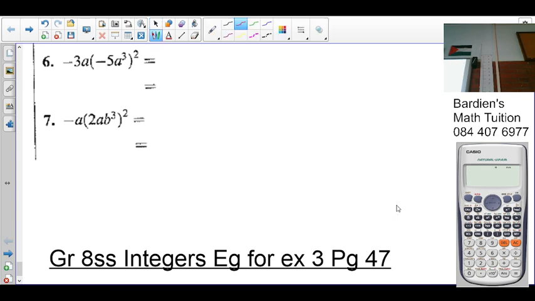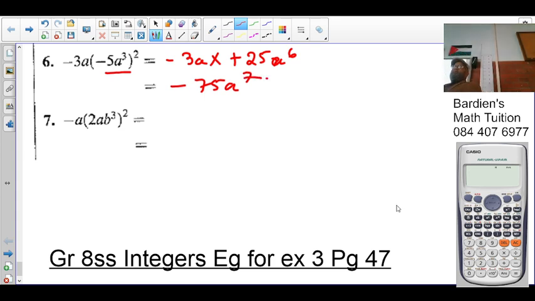So what needs to be done first? The bracket. So it's negative 3a times negative 5a cubed, squared. Negative to an even exponent will always be positive. 5 squared is 25. a to the exponent 6. Now we don't need that positive in front of the 25. What's negative times positive? Negative. 3 times 25? 75. a times a to the 6? a to the exponent 7. Are you still with me? Okay.